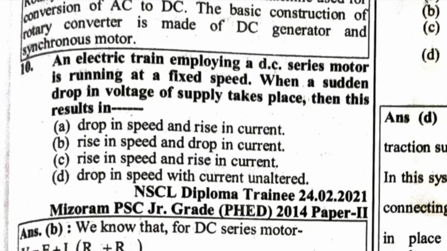An electric traction employing a DC series motor is running at a fixed speed. When a sudden drop in voltage of supply takes place, then this results in rise in speed and drop in current.